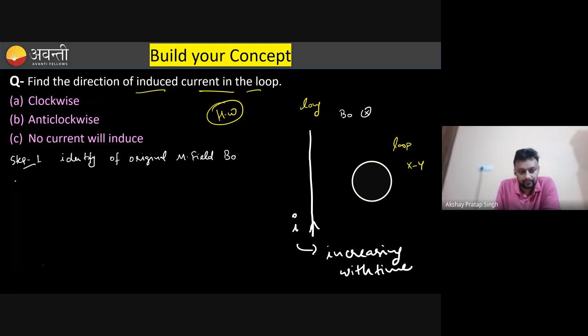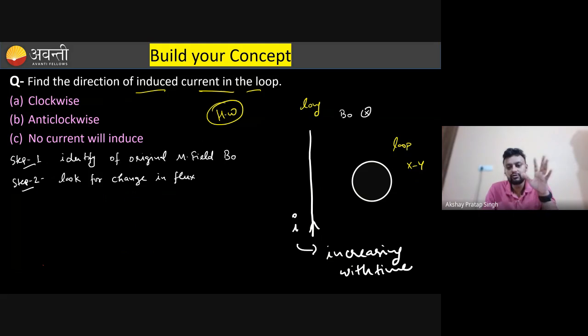The second step says, look for change in flux, whether flux is changing or not, because change in flux is the only cause of induced EMF. If flux is not changing, flux is constant, then no current will be induced. If flux is increasing, then the current will try to oppose the increase in flux, and vice versa is also true.